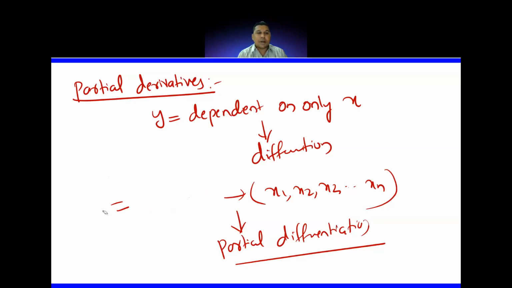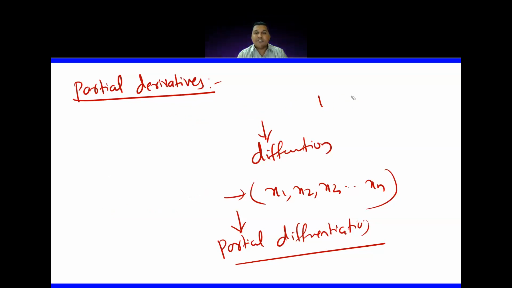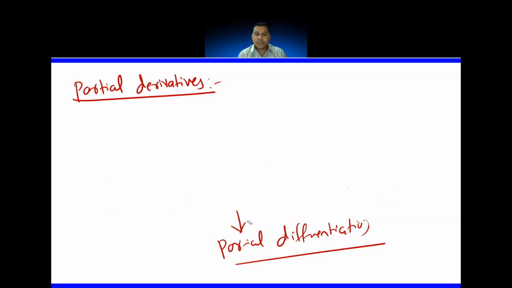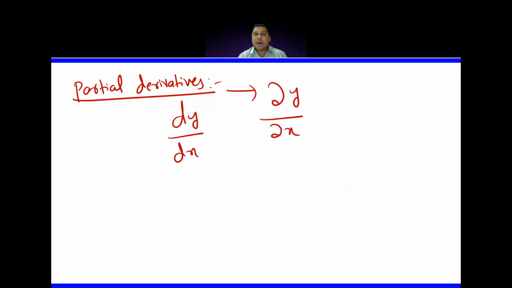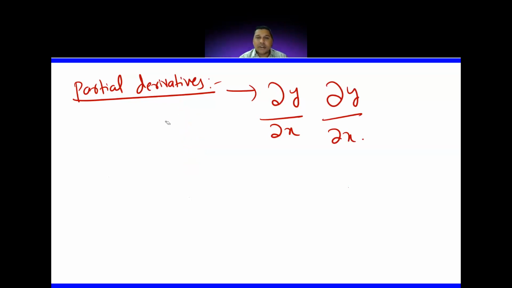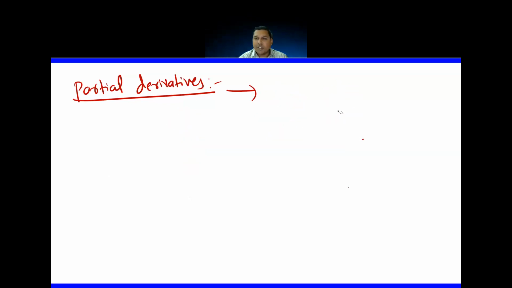So what are the rules in partial derivatives? In differentiation we represent dy by dx, but in partial we represent dou y by dou x. The representation is different. Here we write dy by dx, whereas here we write dou y by dou x. The partial derivative is given by dou, a tilted d, y by dou x. So how do you find the partial derivative of a given function? Maybe we can see an example, then we might go to the formulas.